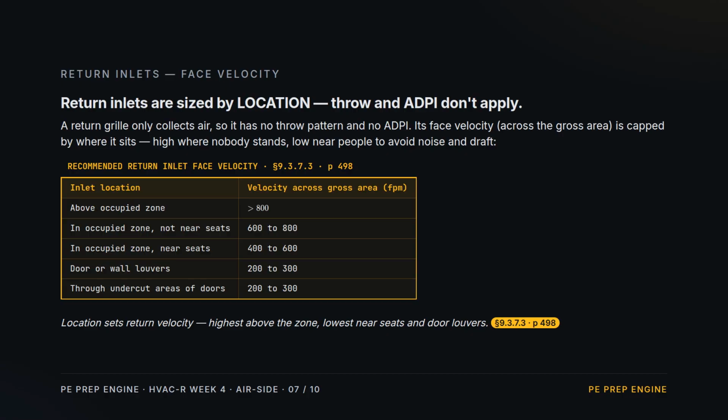Return inlets are different. A return just collects air. No throw, no ADPI. Its face velocity is set by location. Above the occupied zone, you can run over 800 feet per minute. In the zone away from seats, 600 to 800. Near seats, 400 to 600. At door or wall louvers, 200 to 300. Higher where nobody stands, lower near people.